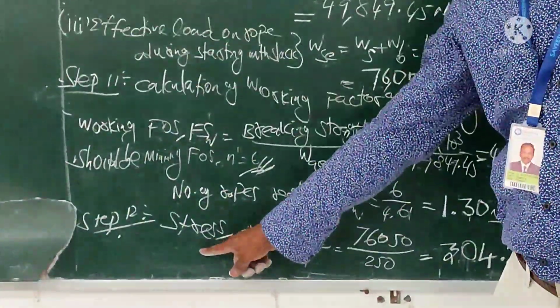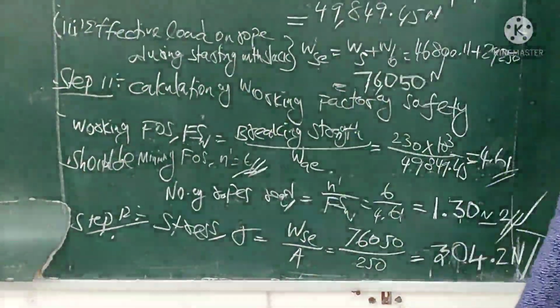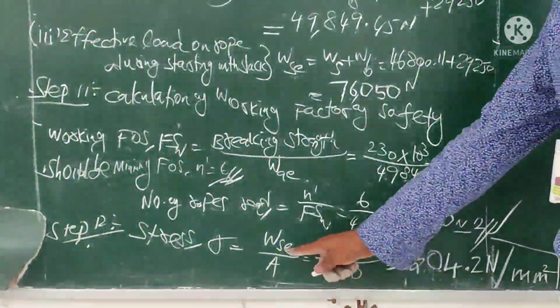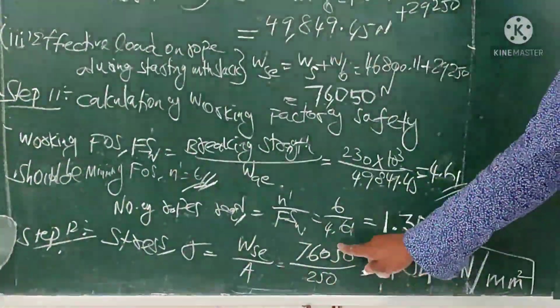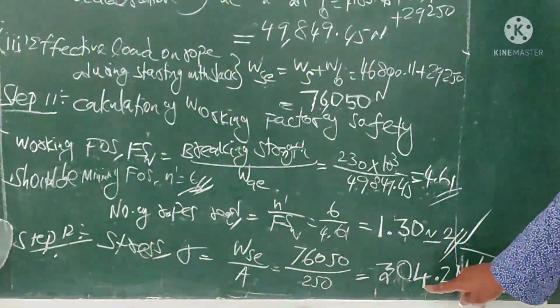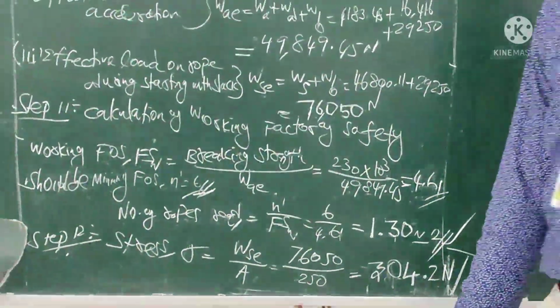Last step, we need to calculate the stress during starting with slackness. So, we take the slacking load WSE by A. You divide this value, we can get 304.2 Newton per millimeter square.